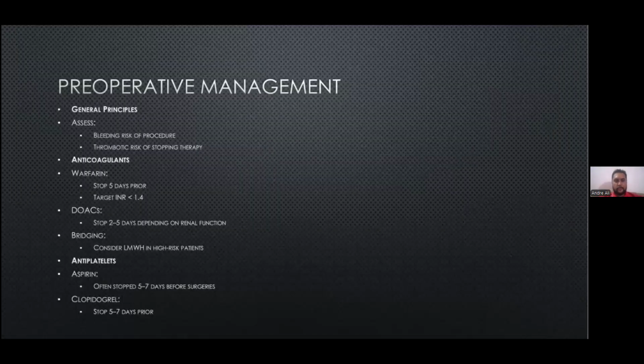Now, preoperative management in these patients. So generally, we want to assess all our patients. We want to assess the bleeding risks of the procedure and any thrombotic risks of stopping their therapy. So for elective patients who are on anticoagulation, for warfarin, we can stop the warfarin 5 days prior to elective surgery with a target INR of less than 1.4.